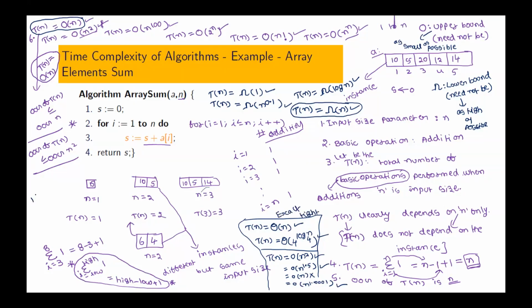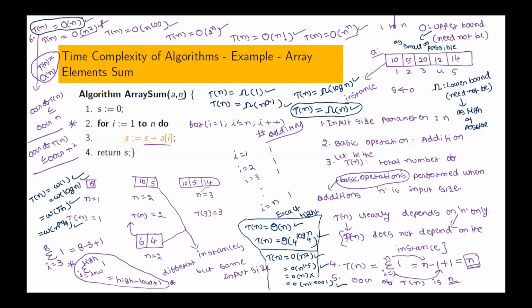Similarly, T of n, can we write it as little omega of 1? Yes, we can write, sir. Little omega of log n? Yes. Little omega of root n? Yes. Little omega of n power 0.99? Yes, it is right. Among all these, which is our favorite answer? Little omega of 1, log n, root n, or n power 0.99? Simply, n power 0.99.